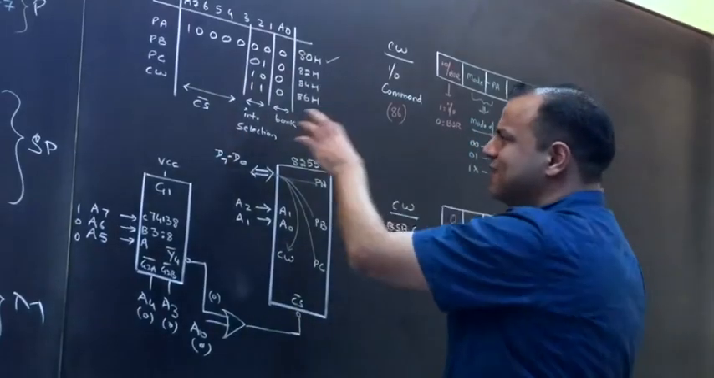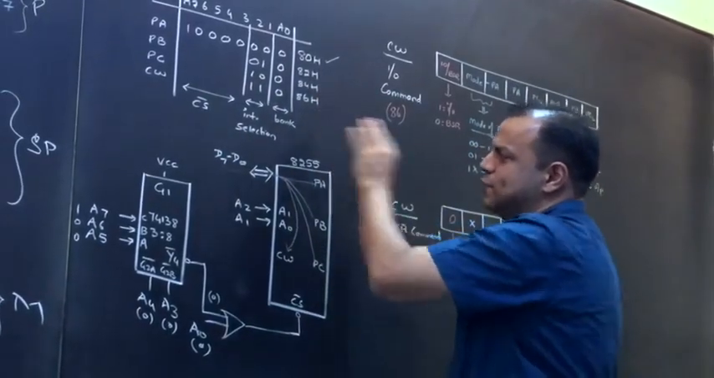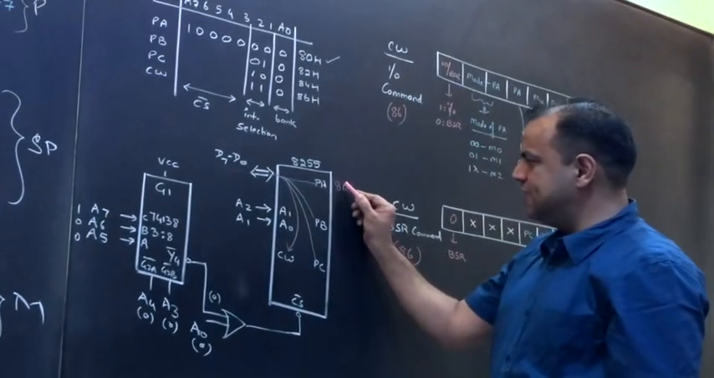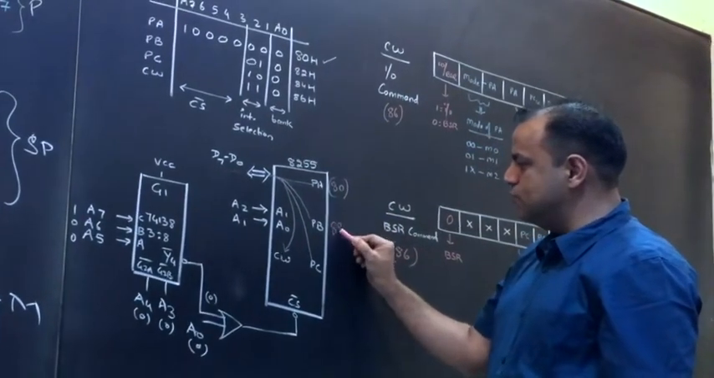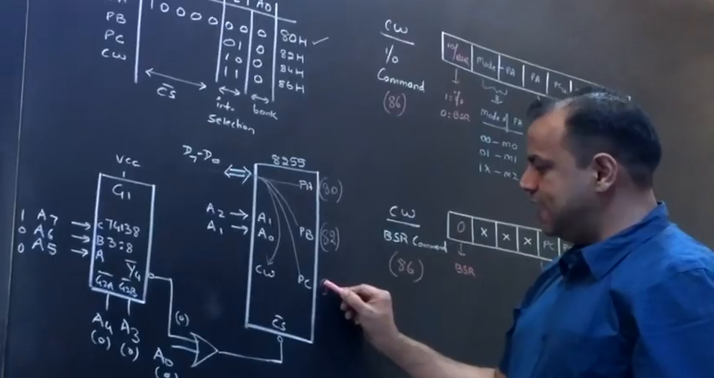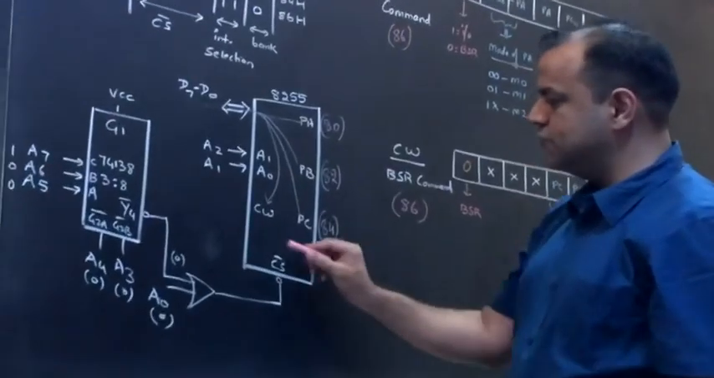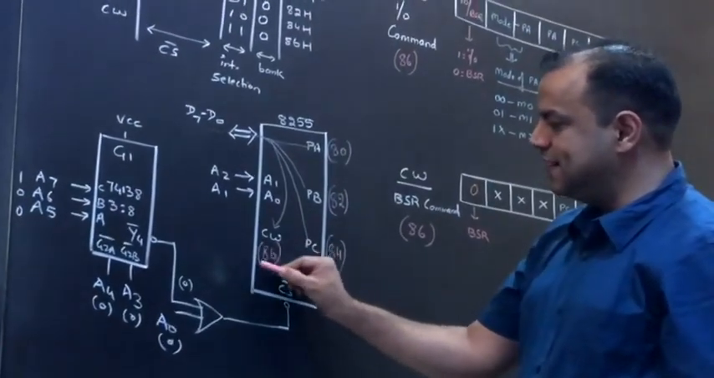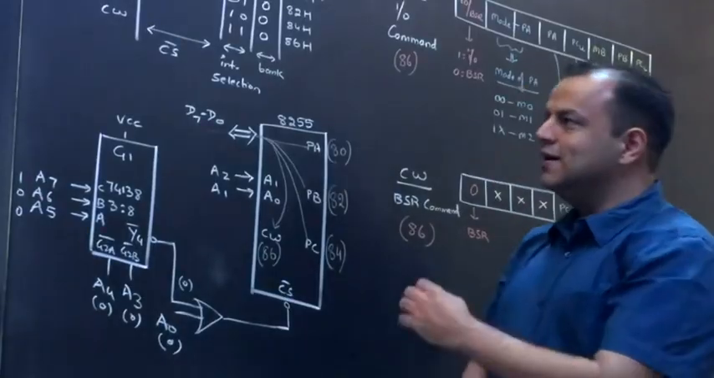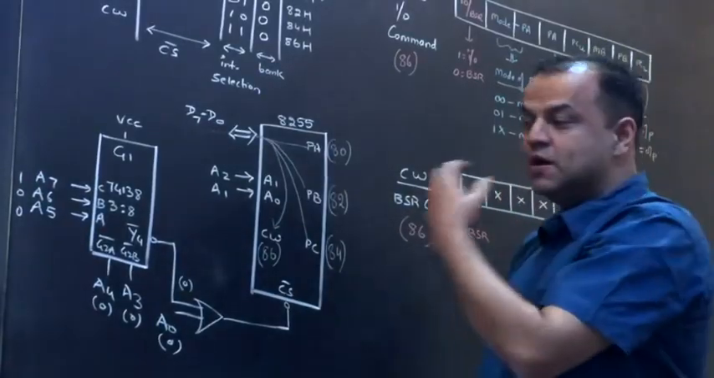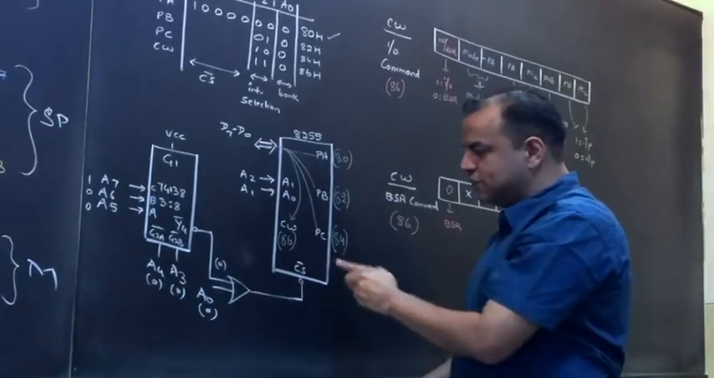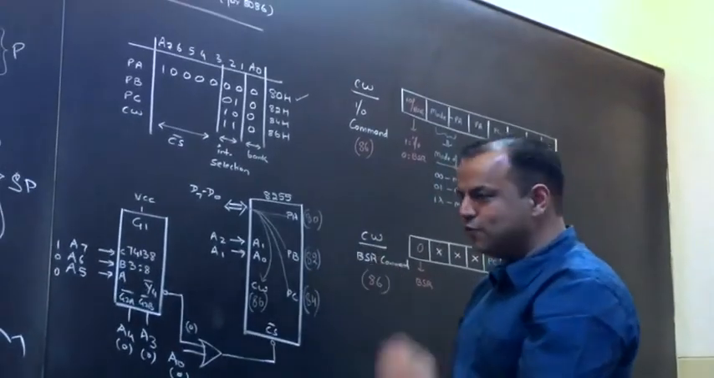So, the addresses of this chip are 80, 82, 84, 86. 80 is the address of port A, 82 is the address of port B, 84 is the address of port C, and 86 is the address of the control word. Are you clear? Now let's do the decoding for this chip. The decoding means only for these 4 addresses this chip should be selected, for no other address.